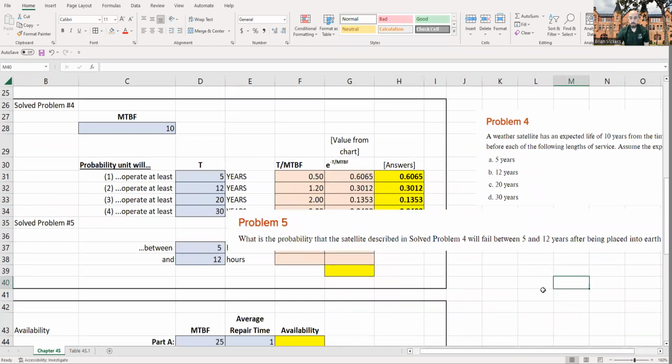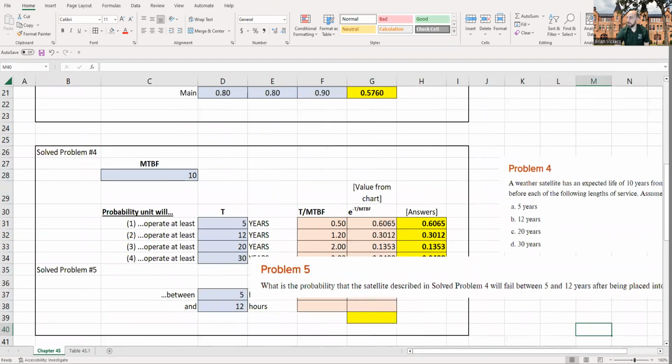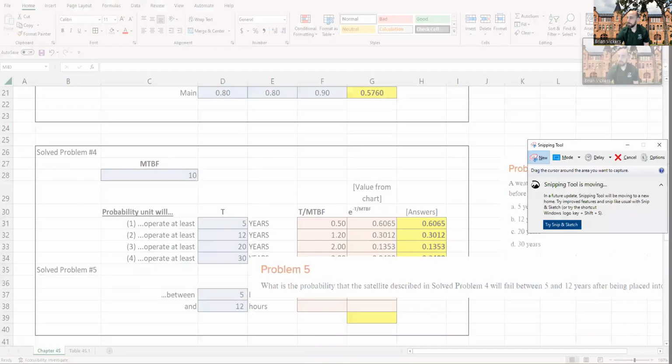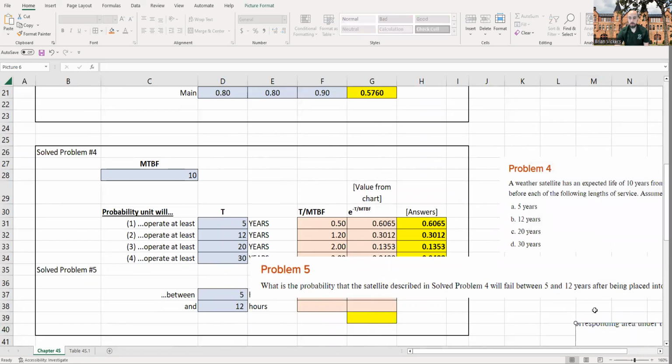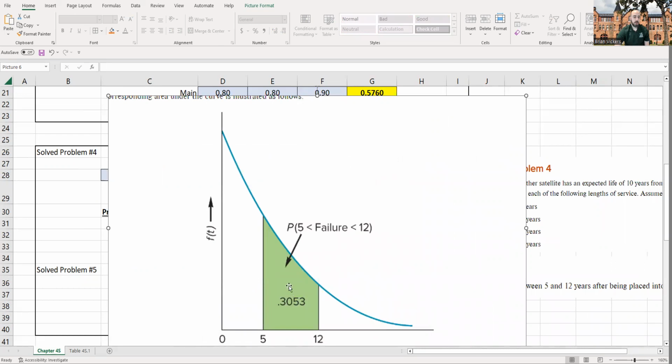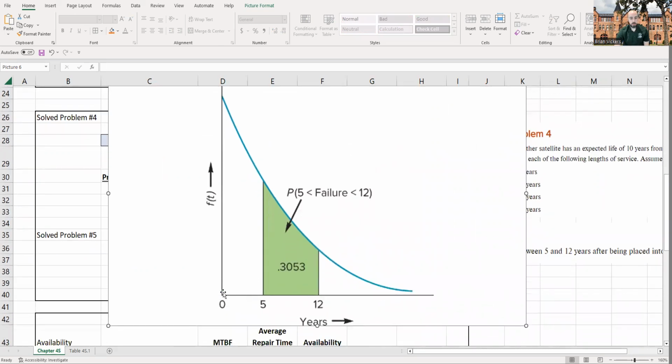So if you look in the book, I think I did not copy the image. Let me copy this over real quick so you can see it. The image that's important here is essentially telling us failing before 12 years would be a certain value, right? Failing before 5 years would be a certain value as well. What we want to take is the chance of it failing in this zone between 5 and 12 years.